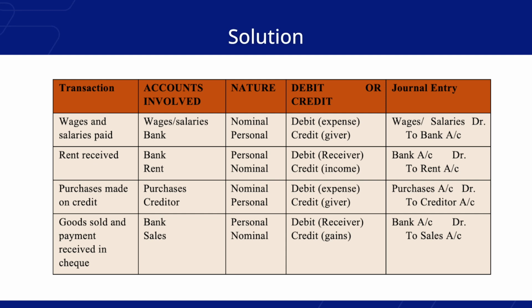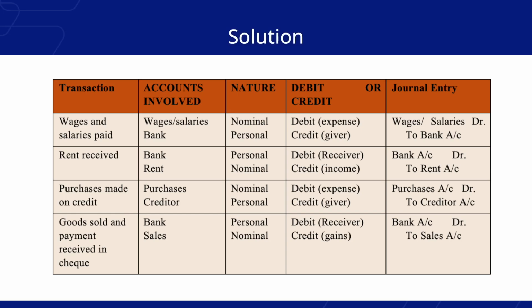If the transaction is of wages and salaries paid, the accounts involved are wages or salaries and bank account. The nature of wages or salaries is nominal, whereas bank account is personal. And as per the golden rules of accounting, the expenses will be debited and the giver will be credited. Therefore, the journal entry would be wages or salaries account debit to bank account. Similarly, if the transaction is of rent received, then there are two accounts involved, which are bank and rent. Bank is a personal account, whereas rent is a nominal account. As per the golden rules of accounting, we will debit the receiver and credit the income. Therefore, the journal entry would be bank account debit to rent account.